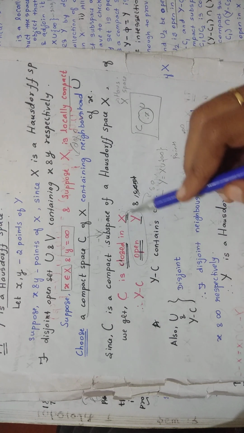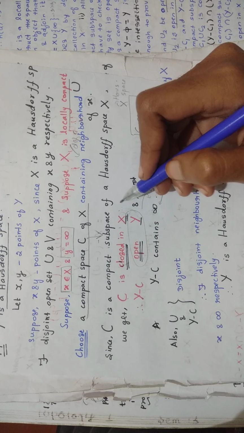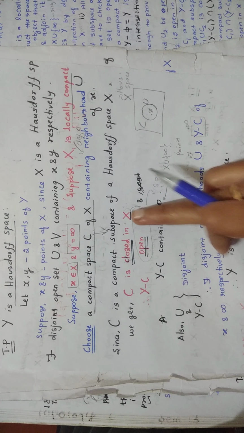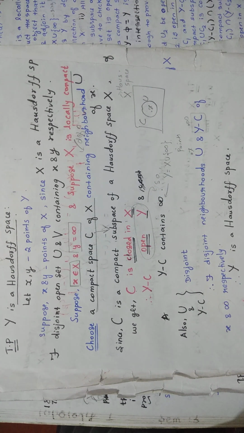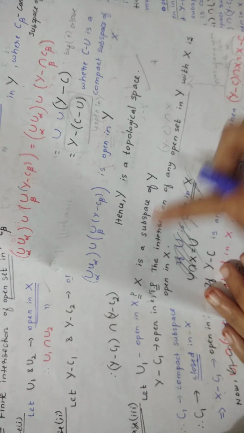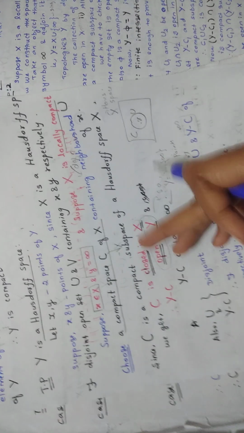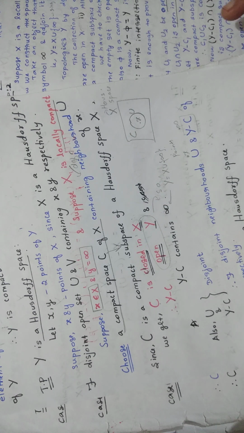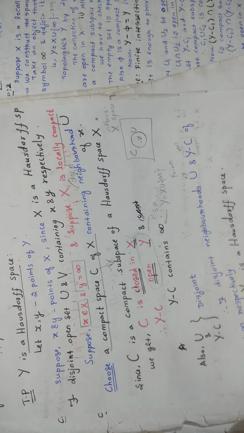Sometimes maybe x is a subspace of y. That is why you converted x topology from y topology. Is that clear? X is a subspace of y, no? So that is why here x converted into y in the next step. Is that clear? You can write that.